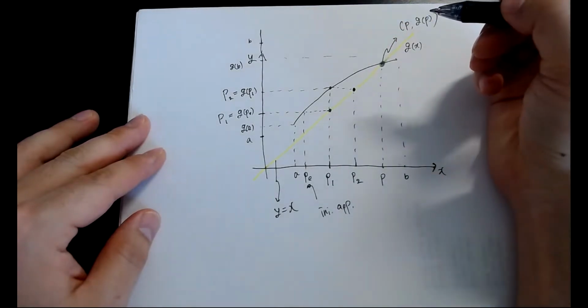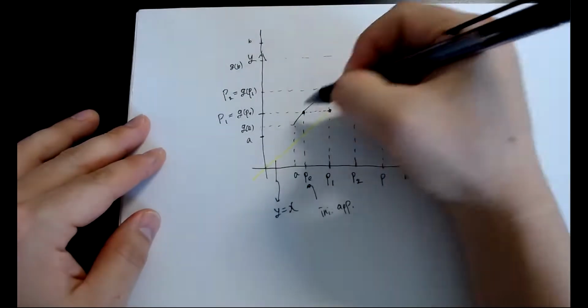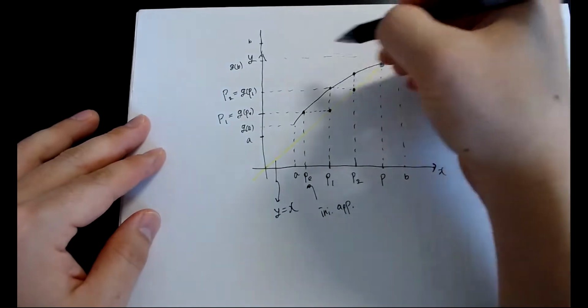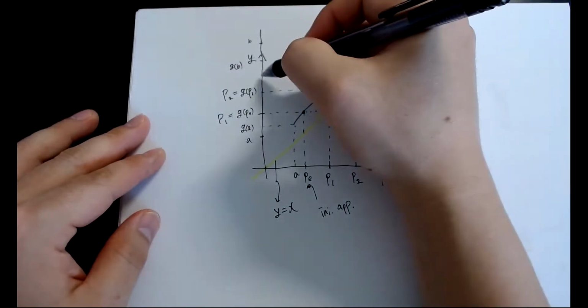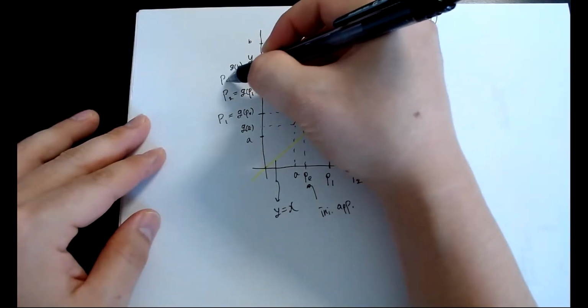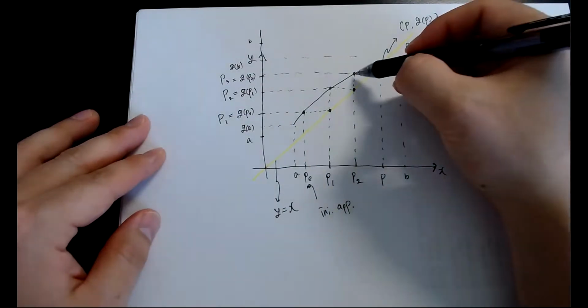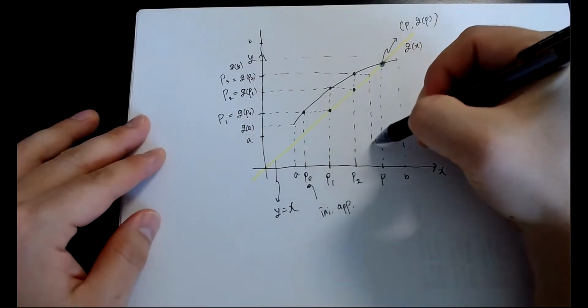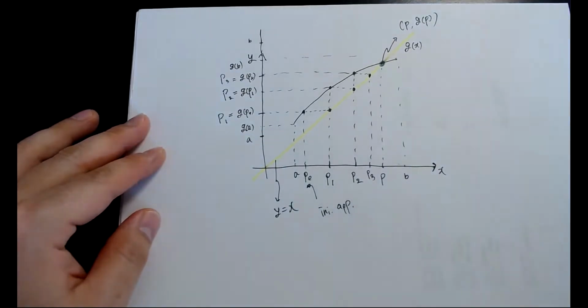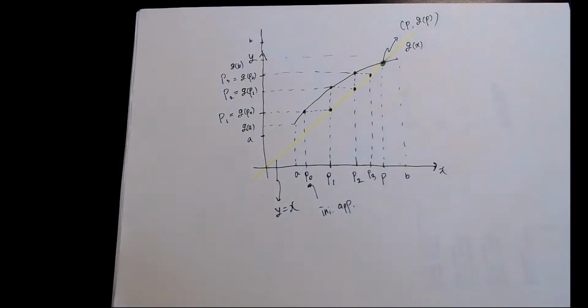Okay, right. So here, then we evaluate g at p2, which is here. This is g of p2. We set this one as p3. Then we're going to find p3 on the x-axis right here.